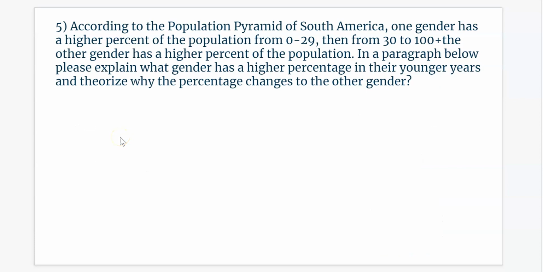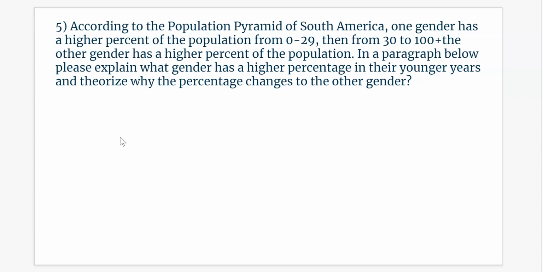This is where you need to analyze in paragraph form exactly why you think what it is. It says, according to the population pyramid of South America, one gender has a higher percentage of the population from 0 to 29, and the other gender has a higher percentage of the population from 30 to 100 plus. In a paragraph below, please explain which gender has a higher population in their younger years and theorize why the percentage changes to the other gender.